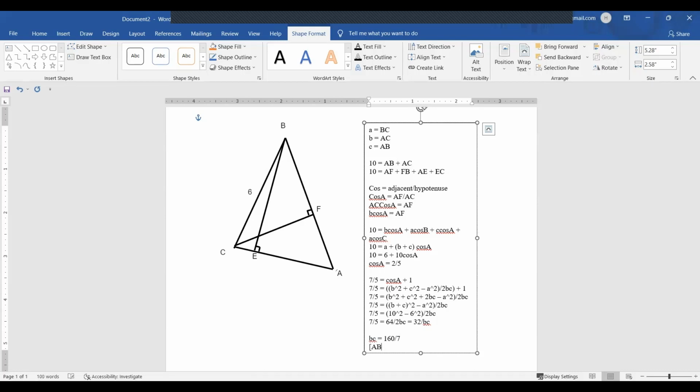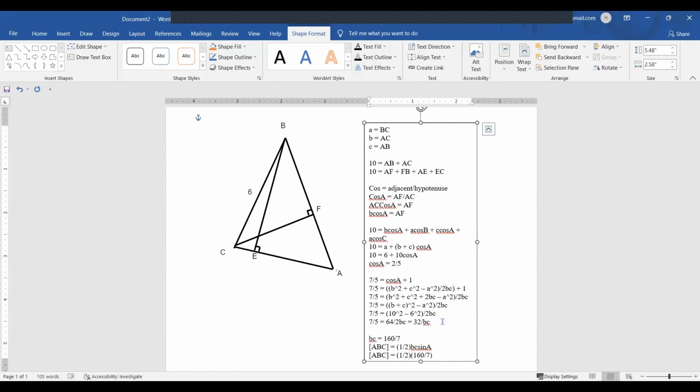And so we can say that the area of triangle ABC can be calculated by the formula 1/2 BC sine A. And so the area of triangle ABC is going to be 1/2. We know BC, that's going to be 160 over 7.